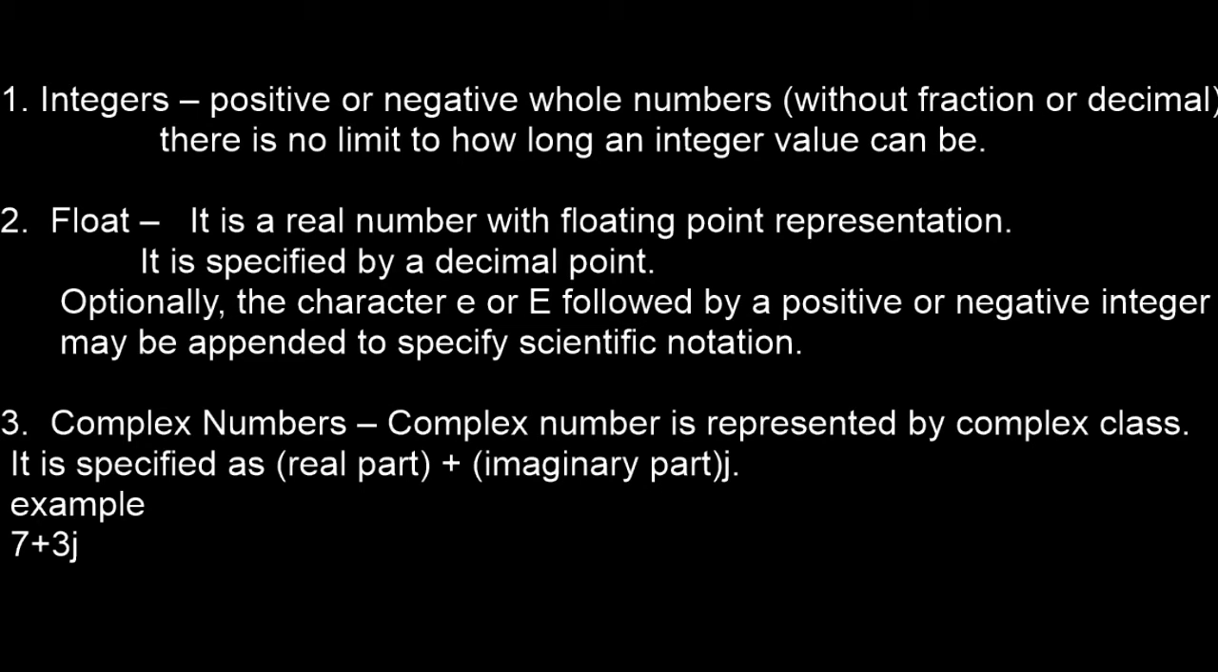So integers are positive or negative whole numbers, with no fraction and no decimal point, and there is no limit to how long an integer value can be. Floating point, on the other hand, is a real number with a floating point representation, and we can also use an e, small e or capital E, followed by a positive or negative integer, that may be appended to specify the scientific notation. That thing is optional. So normally a decimal point is used in the floating data type. So integer is a number and float is a real number with floating point.